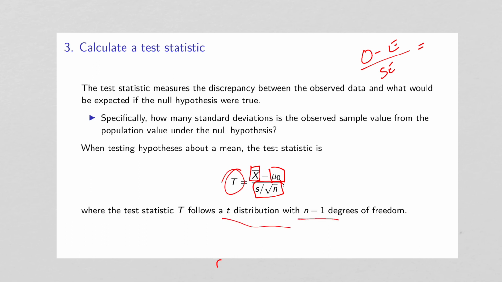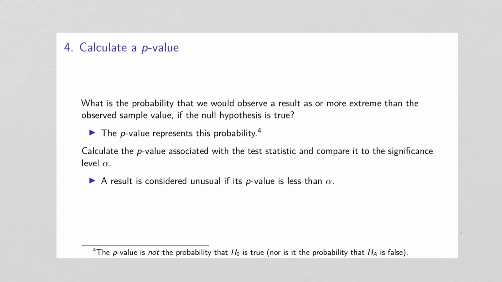It comes from the t-distribution with n-1 degrees of freedom. What is the probability that we would observe a result as or more extreme than the observed sample value if the null hypothesis is true? That's what the p-value is telling us. Calculate the p-value associated with the test statistic and compare it to the significance level of alpha. A result is considered unusual if the p-value is less than alpha. So if our p-value is 0.02, and we set our alpha at 0.05, then the result that we just saw is significant. And the result is considered unusual.